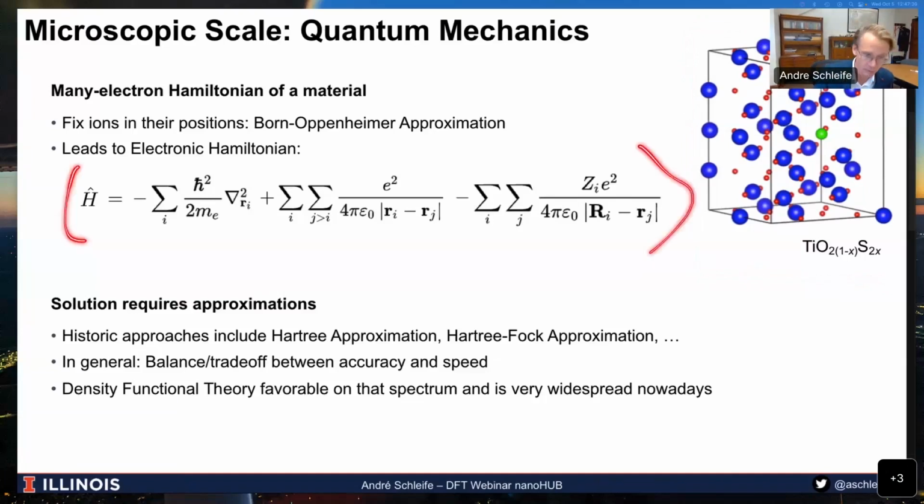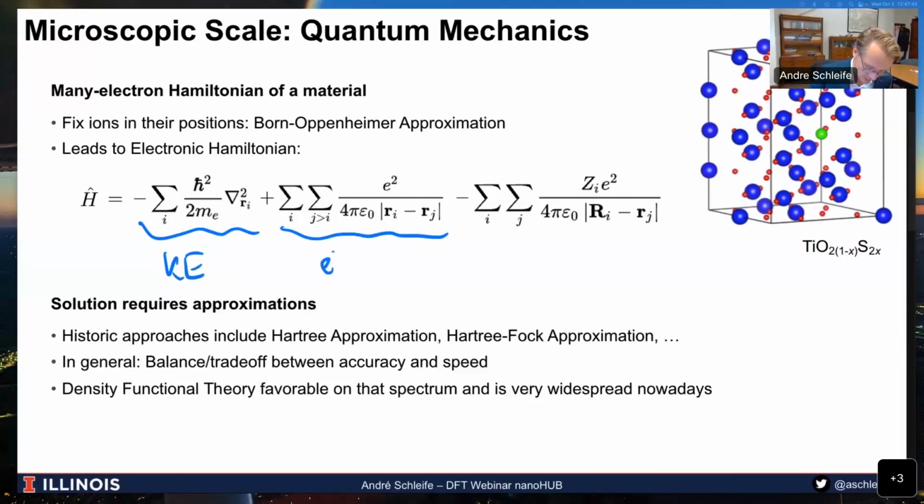I put the equation here. The Hamiltonian has 3 terms. One is the kinetic energy of the electrons. The second term is the interaction between the electrons. This is the electron-electron interaction. And the last term is the electron-ion interaction. That's the external potential that the electrons feel, which is imposed by the ions. The ions are positively charged, the electrons are negatively charged, so both of these interaction potentials are Coulomb interactions. I just write electron-ion here.